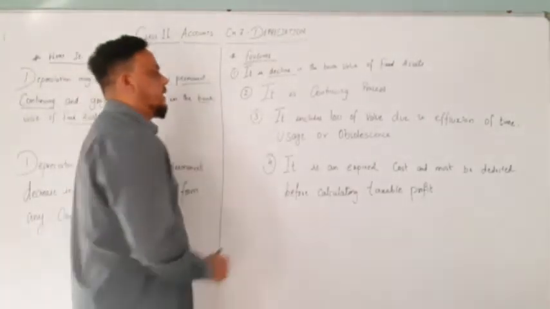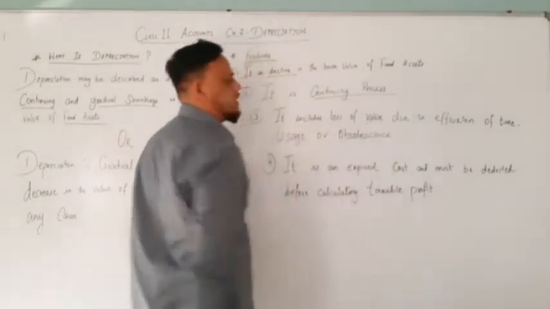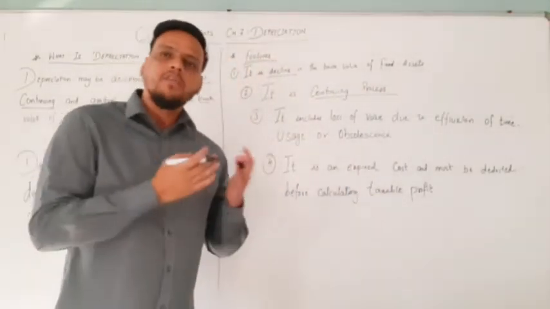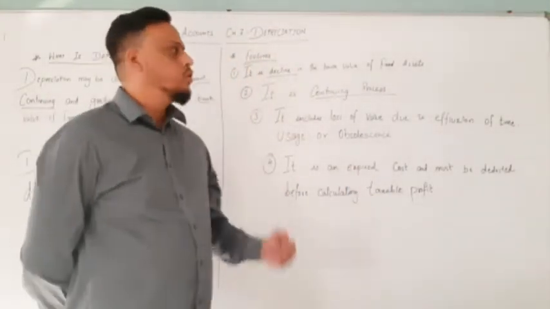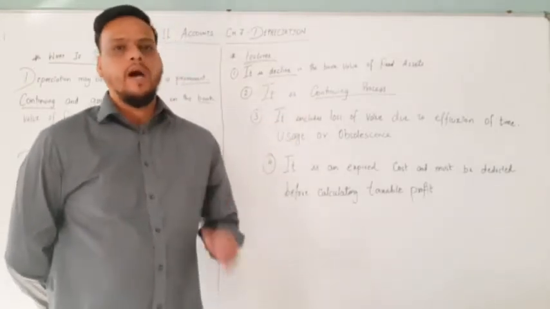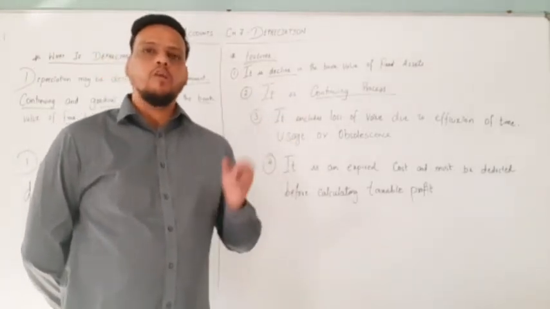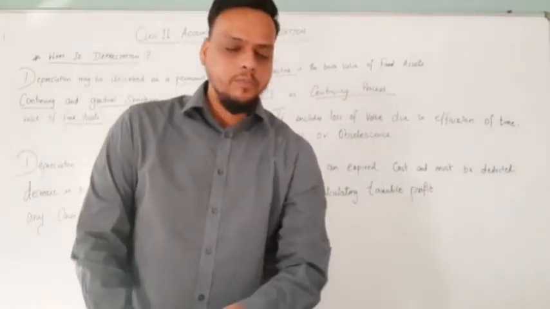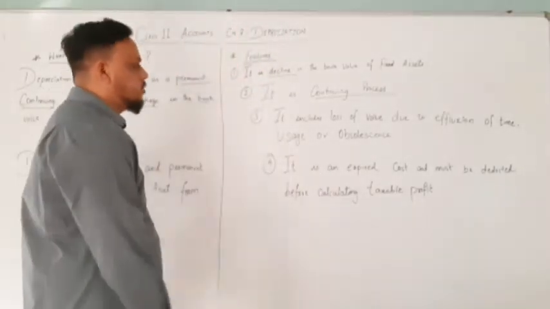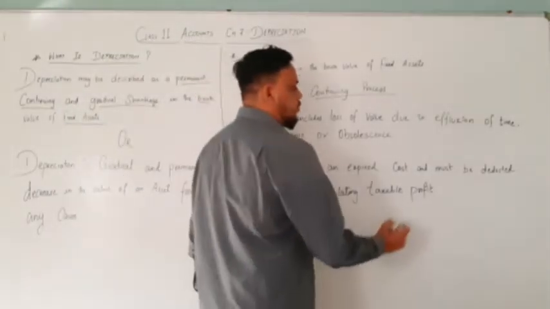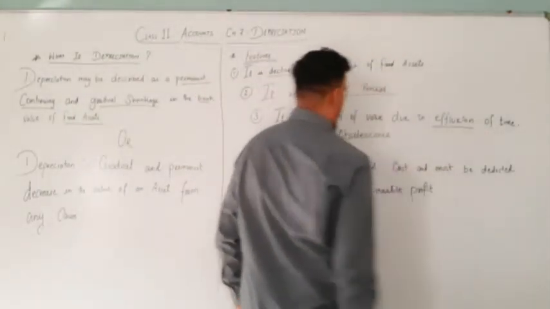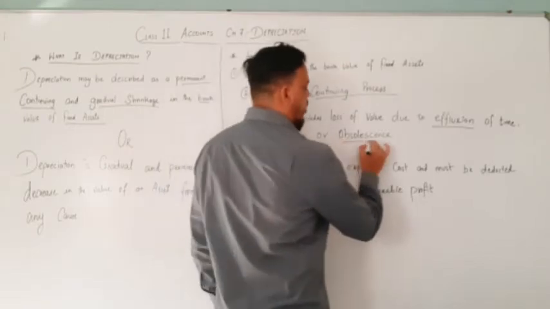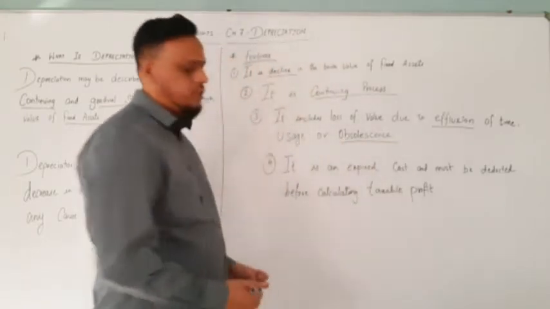Next point is it is a continuous process. Every year or every 6 months, the company goes for depreciation to find out the exact value of that particular machine or any asset. Next point is it includes loss of value due to efflux of time, usage and obsolescence.